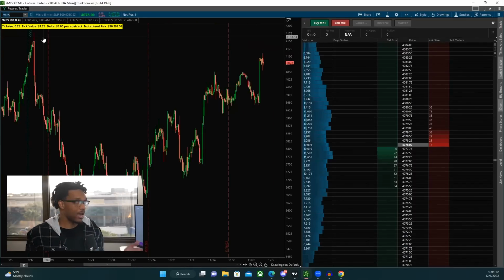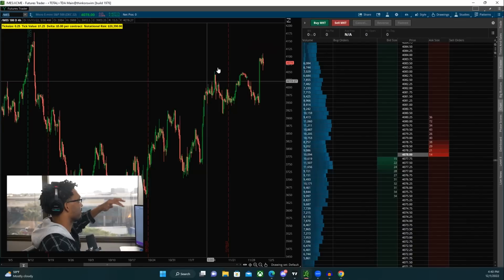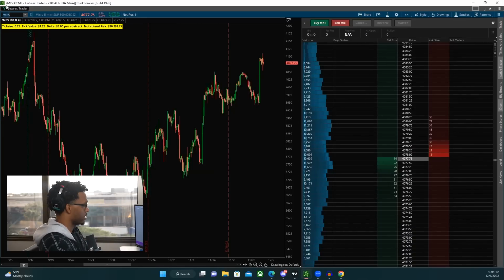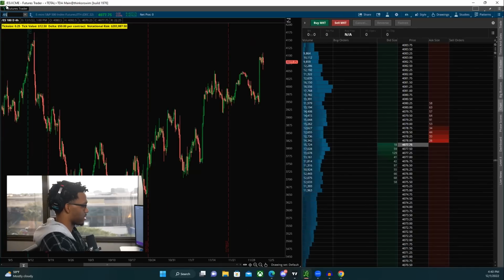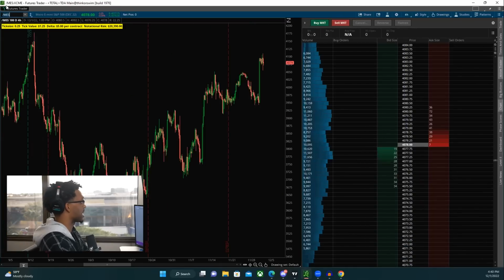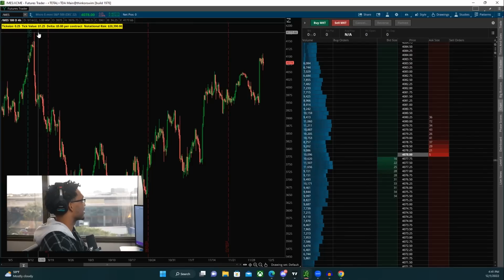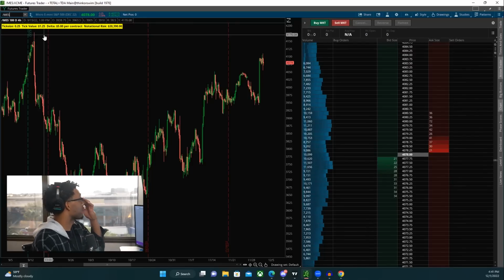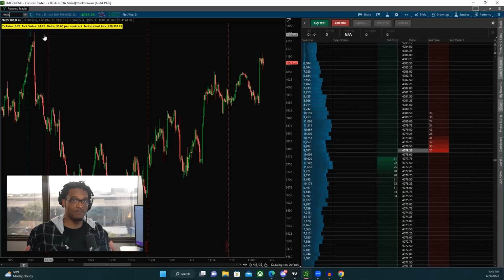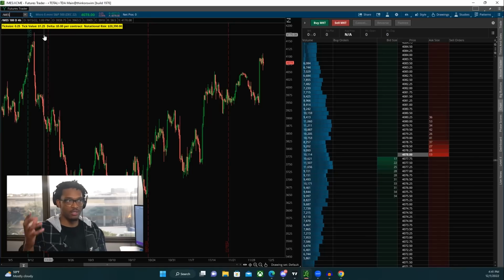You can see the charts are exactly the same, right? We're on the 4 hour for MES right now, and watch when I switch to ES. Same exact chart, same exact move, same exact numbers. There's nothing different except for the tick value. The tick value for MES is 10 times smaller than the tick value for ES. So essentially the same move for ES will make you 10 times more than if you were trading MES.